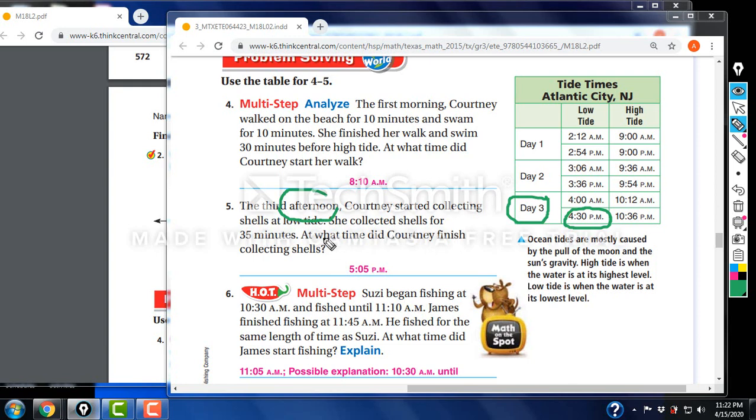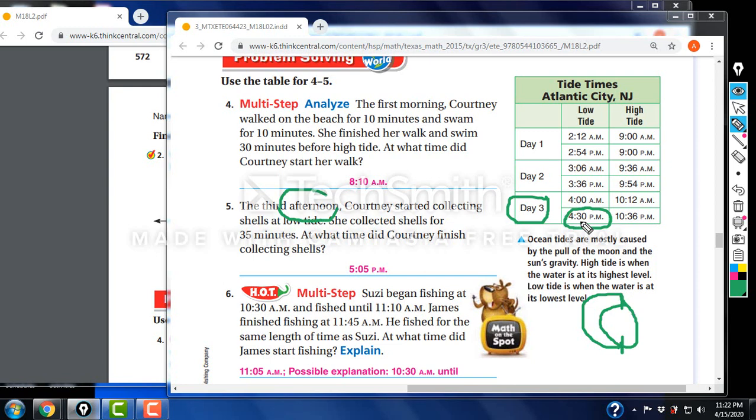Started collecting shells for 35 minutes. At what time did Courtney finish collecting shells? Well, if she started at 4:30, 4:30 here, and 35 minutes from 4:30, 30 minutes here, that's 5 o'clock, right?